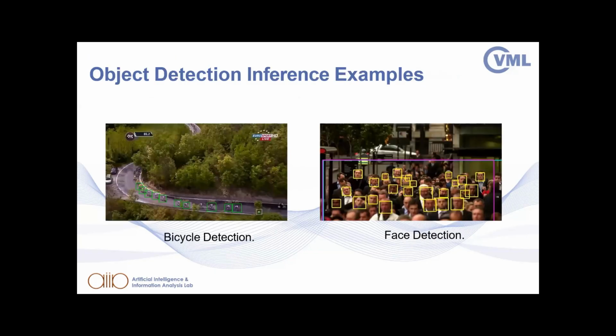This is an example of real-world object detection in action. On the left, we see bicycle detection in a sport scenario. Each detected object is highlighted with bounding boxes. And on the right, we have an example of face detection in a crowded urban scene. Despite the high density of people, the model used in that case successfully identifies faces and marks them with correct bounding boxes.